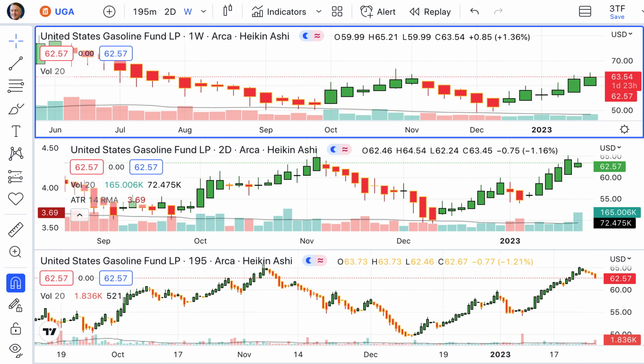Now, what's up with the U.S. Gasoline Fund? Well, that has been all over the place.